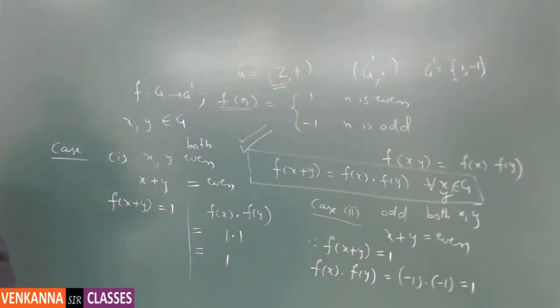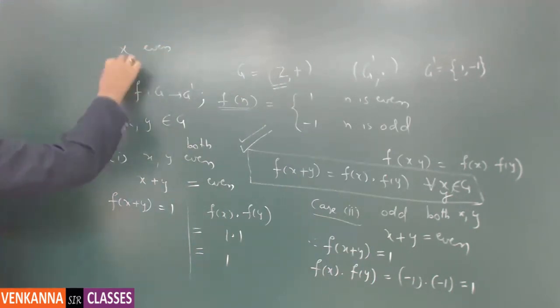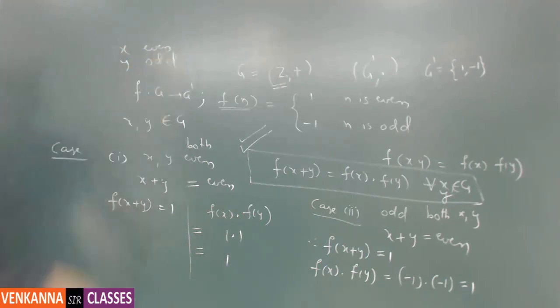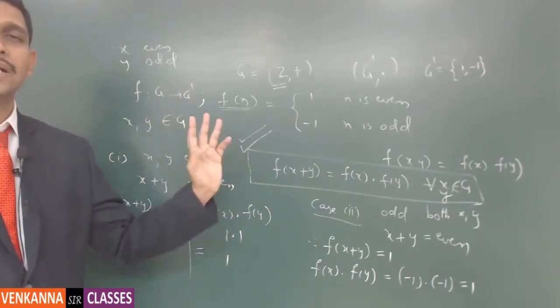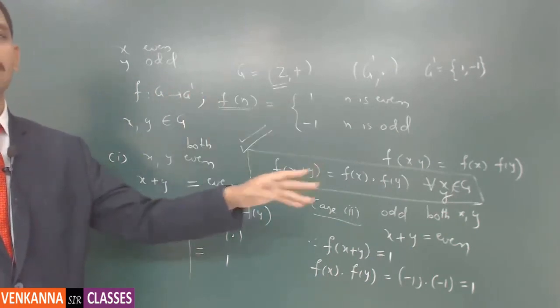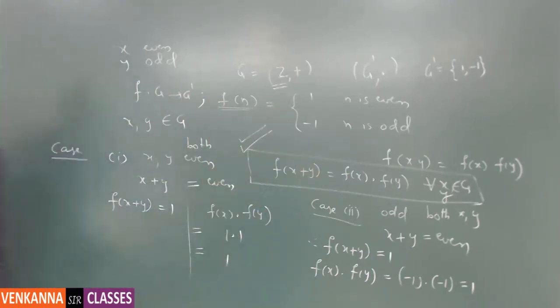I hope that you can find the third case on your own, where you take x as even and y as odd. You can take any one of them as even, the other one odd. You can verify whether this condition is satisfied or not. In that case, you get -1 equal to -1 on both sides, hence the equation gets satisfied. Please check on that and confirm your result. If everyone has finished it, then I will take the next level.